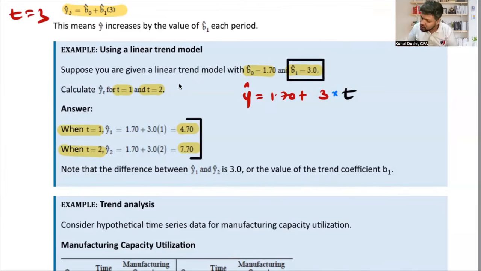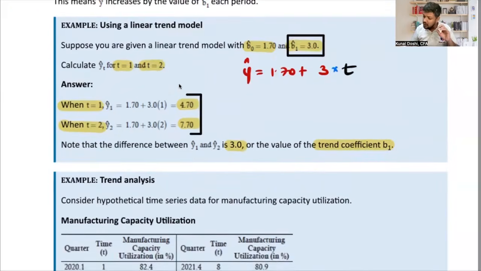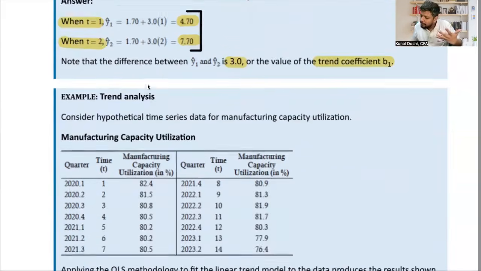So the difference is nothing but 3, which is the value of the coefficient, that is the slope here. Am I correct? Since the slope is positive, the trend will be upwards, right? For each time period, the value will keep going up. But let us take a more practical approach where we will take a more complex model.